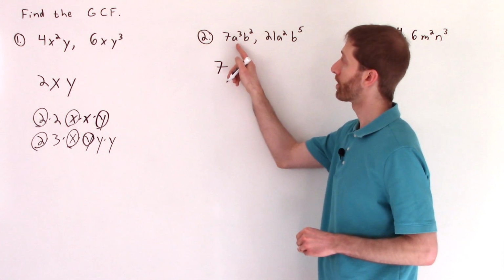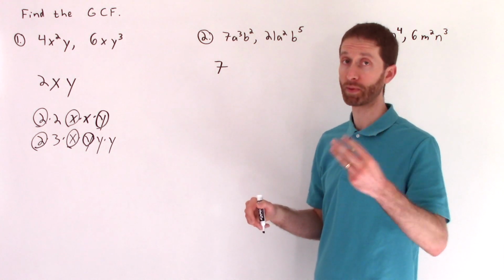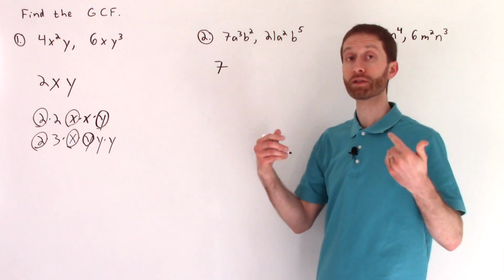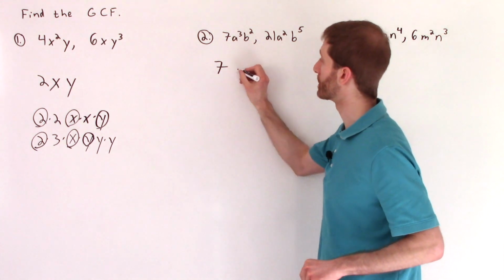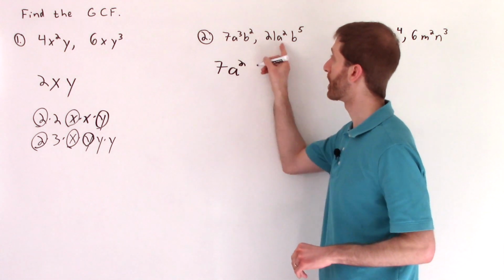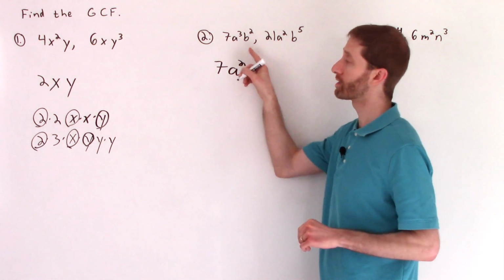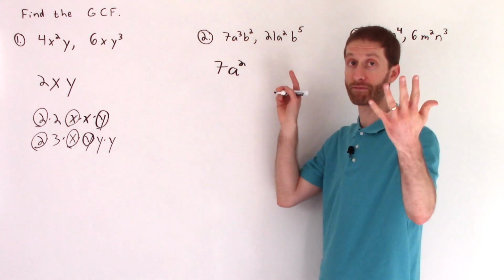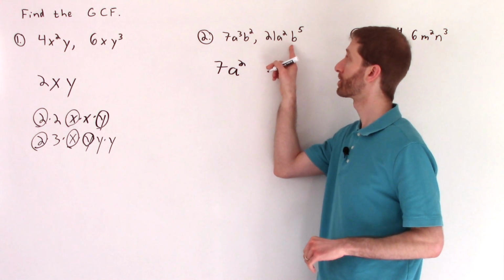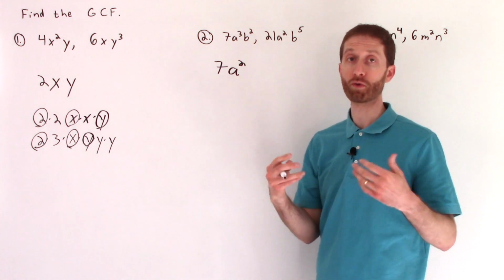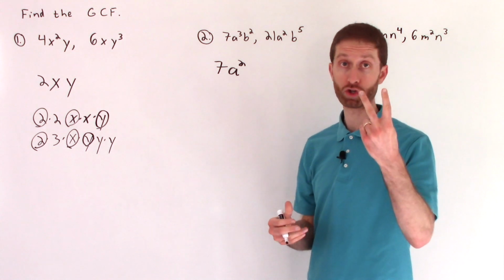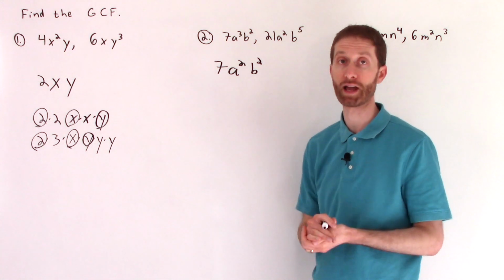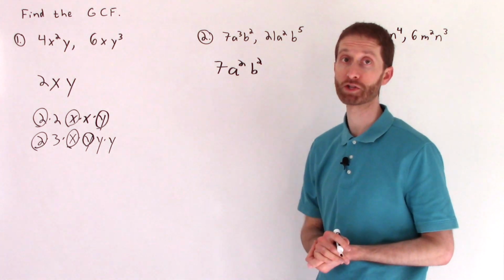Now let's look at the a values. You have 3 a's being multiplied, a times a times a, and here a squared, a times a. So the least power that is in common in both of these is a squared, or 2 a's in each of them. Finally, you've got 2 b's, b squared, and 5 b's, 1, 2, 3, 4, 5, being multiplied by themselves in the second term. So the greatest common factor in terms of the b's, 2 b's. b squared is the lowest number that is in both of them and thus in common. And that's your GCF for number 2.